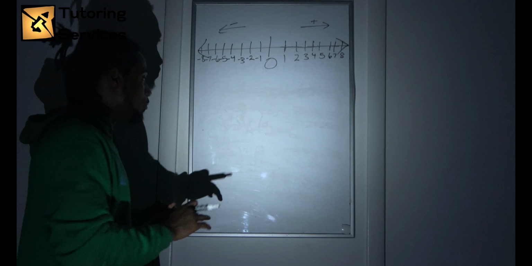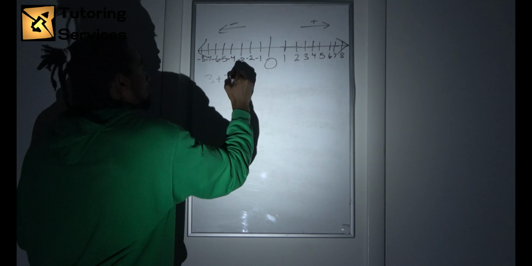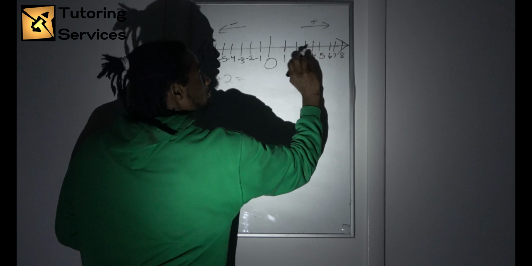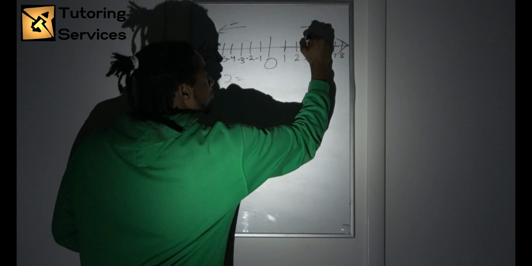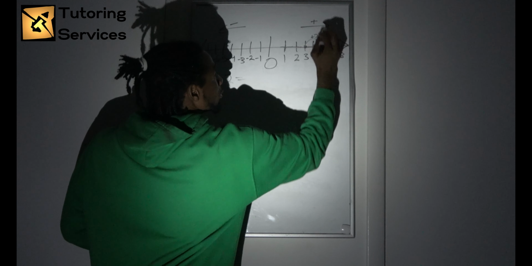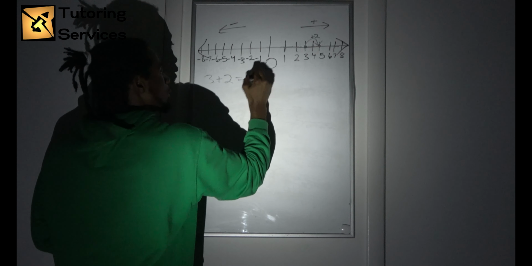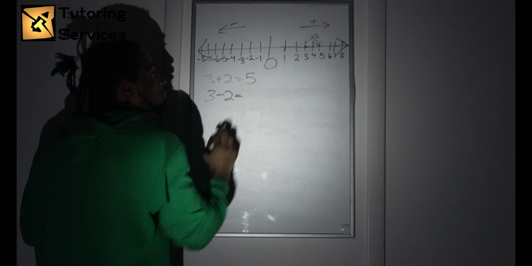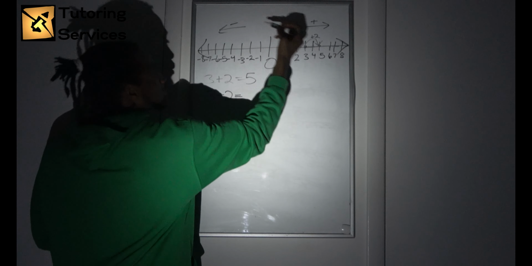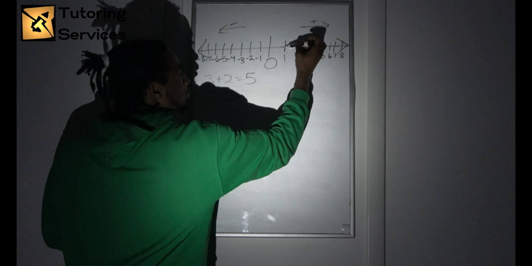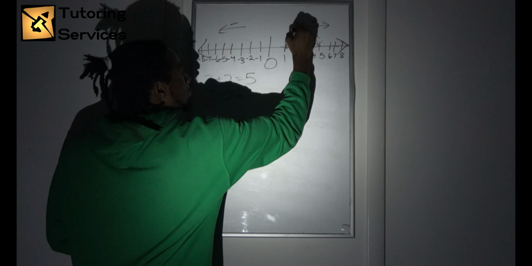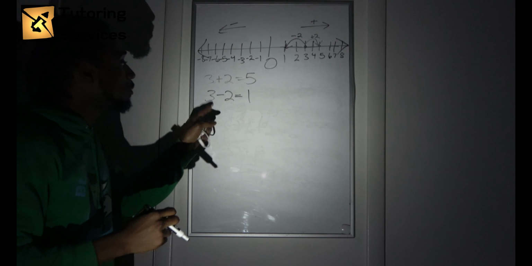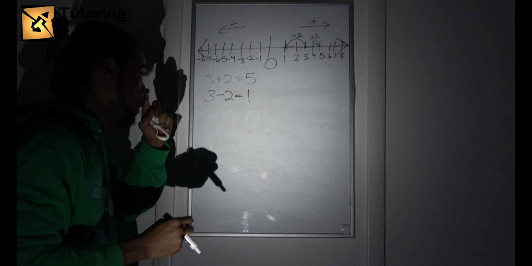We know what 3 plus 2 equals if you made it this far. Start at 3, add 2, and count to the right: 1, 2. 3 plus 2 equals 5. 3 minus 2: we go to the left 2 times, 1, 2, and that brings us to 1. So 3 plus 2 equals 5, and 3 minus 2 equals 1.